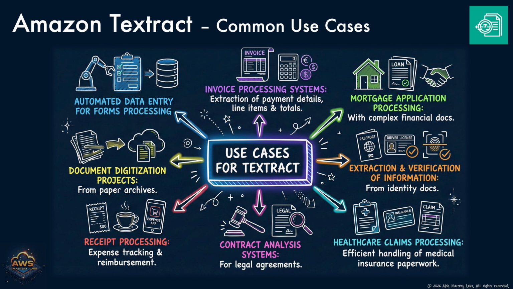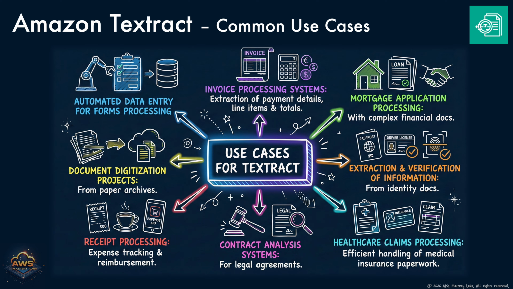decision-making across industries. One of the most transformative use cases is automated data entry. By eliminating the need for manual typing and validation, Textract accelerates form processing, reduces errors, and frees up teams to focus on higher value tasks. In the world of finance and accounting, Textract powers invoice processing systems by extracting payment details, line items, vendor names, due dates, and totals, enabling faster approvals and accurate reconciliation with minimal human intervention.